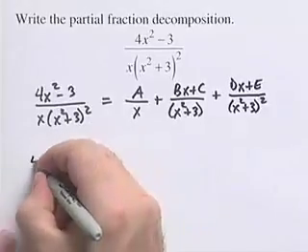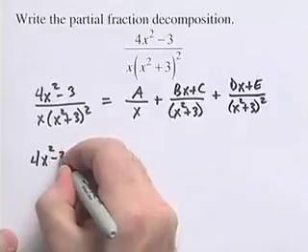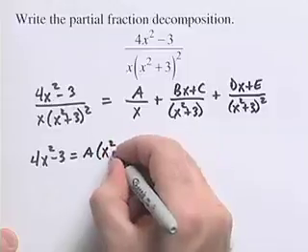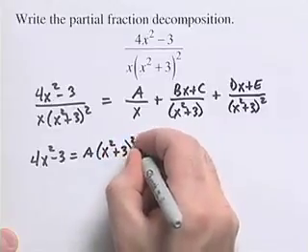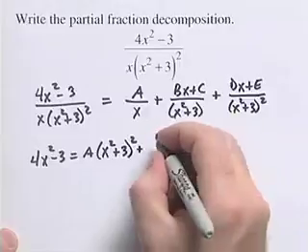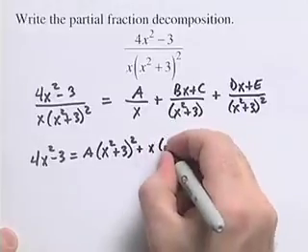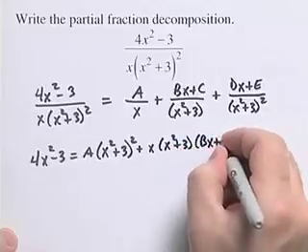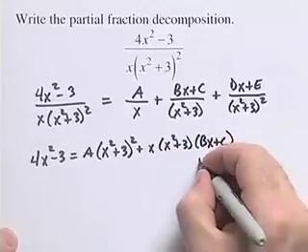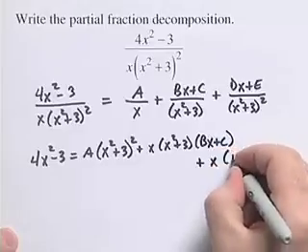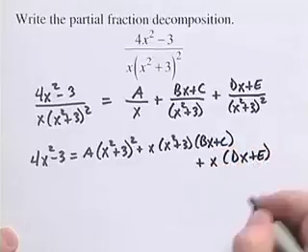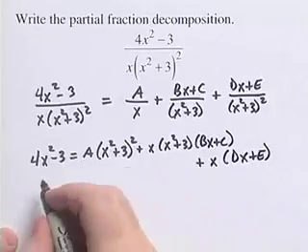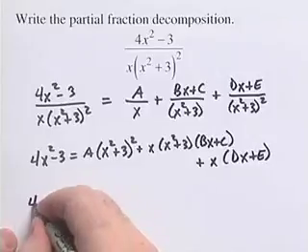That'll give us the identity 4x squared minus 3 is equal to A times (x squared plus 3) quantity squared plus x times (x squared plus 3) times (Bx plus C) plus x times (Dx plus E). Now we need to collect like terms. When we do that, we're going to get an equivalent equation.